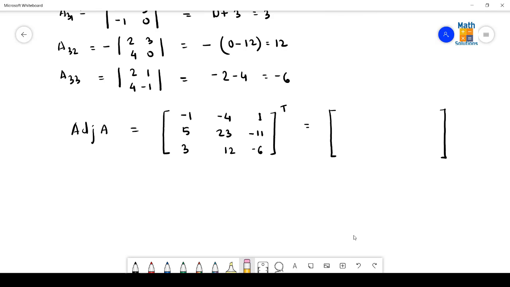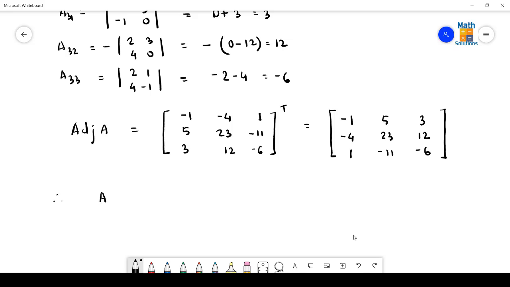While finding out the transpose we get the results as minus 1, 5, then 3, then after minus 4, 23, 12, then after we get 1, minus 11, minus 6. So these are the results I got here for adjoint of A.